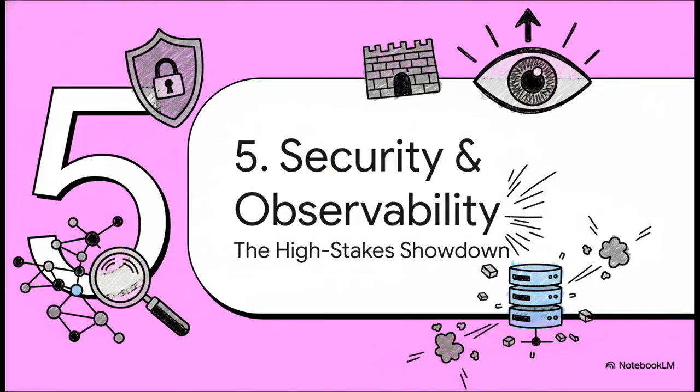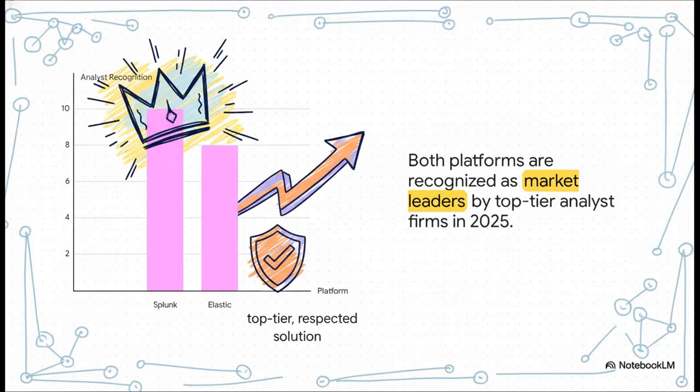All right, let's shift gears and look at the highest stakes use cases. This is where these platforms really go head to head in the big leagues. We're talking security, specifically SIEM, or security information and event management, and observability. The first thing you have to understand is that you're not picking a winner and a loser here. Not at all. These are both absolute titans in the space. I mean, Splunk has been a leader in the Gartner Magic Quadrant for SIEM for like a decade. And in 2025, Forrester named Elastic a leader for its security analytics platform. The main takeaway here, whichever one you pick, you're getting a top-tier, highly respected solution.